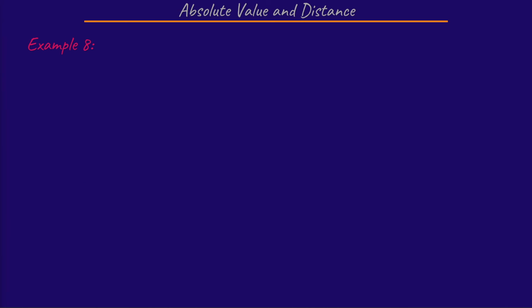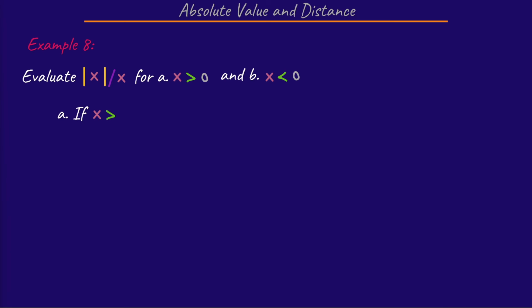Let's have another example. Evaluate the absolute value of x over x. For a, x is greater than 0, and b, x is less than 0. If x is greater than 0, we have a positive number, then the absolute value of x will be equal to x positively. And the absolute value of x over x will be equal to x over x, which is basically 1.